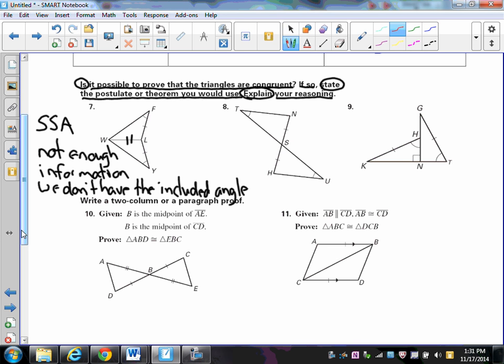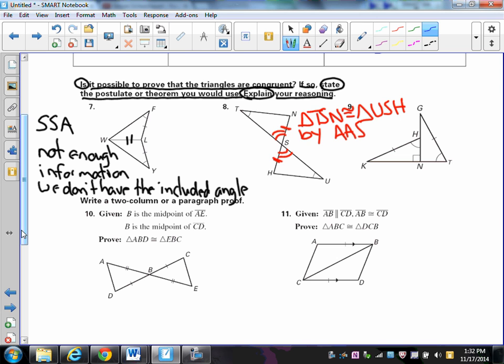So let's take a look at number 8. We can fill in a little bit more information. We have vertical angles, so I know that angle TSN has to be congruent to angle USH because those are vertical angles. And we have angle, angle, side. The side is not included. It is not between the two angles that are marked off. So you would say triangle TSN is congruent to triangle USH by angle, angle, side.